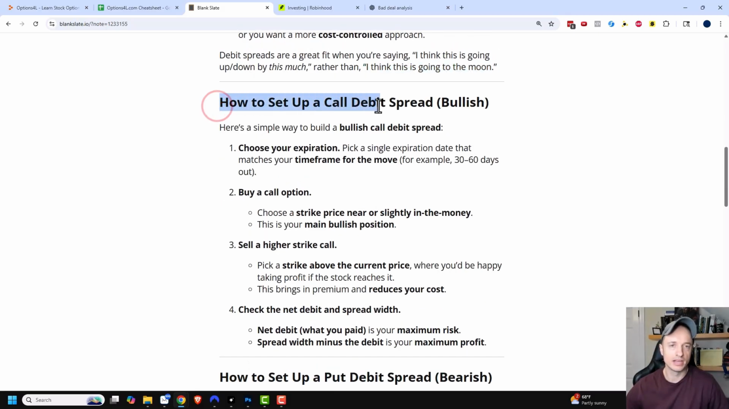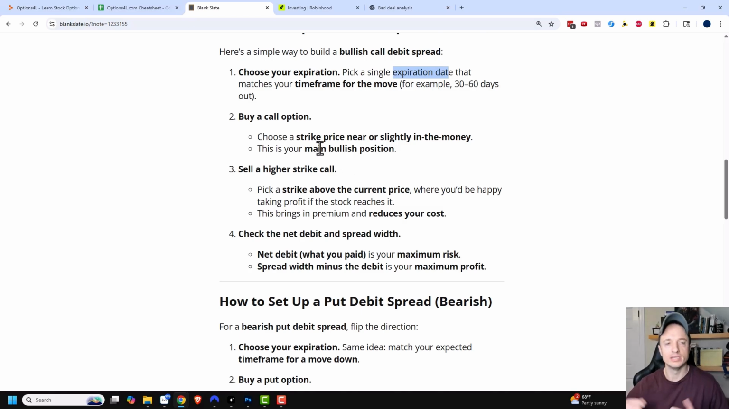So how do you set up a call debit spread when you're bullish? Here's a simple way to build a bullish call debit spread. You choose your expiration: pick a single expiration date that matches your time frame for the move, usually around 30 to 60 days, so that you have time to adjust. And it also reduces the risk of early assignment.